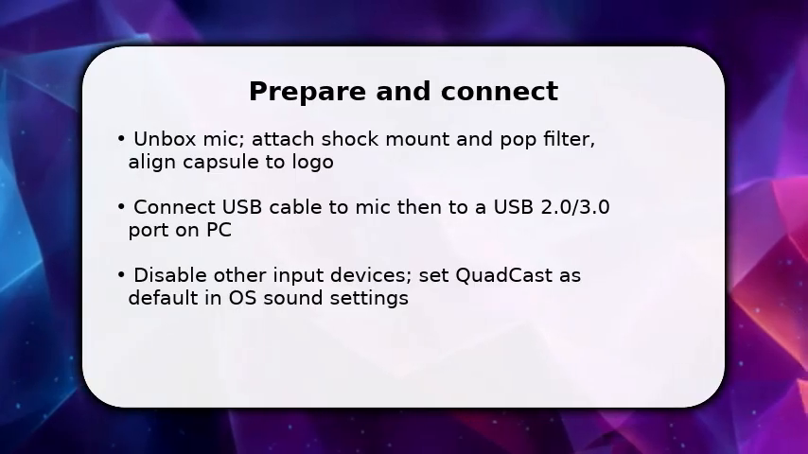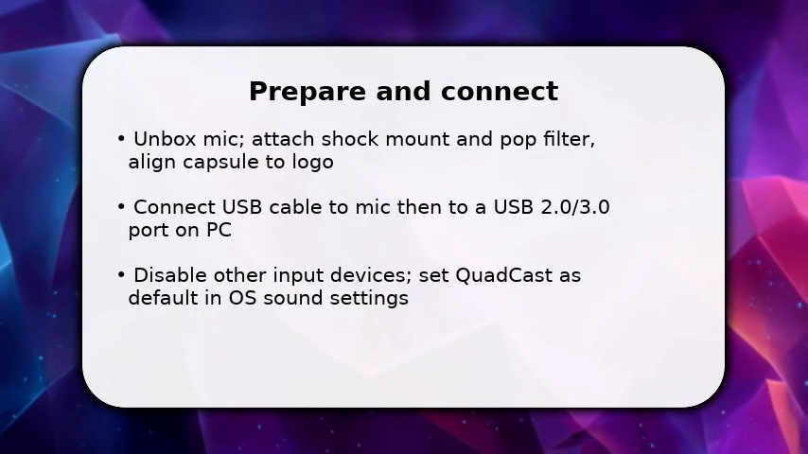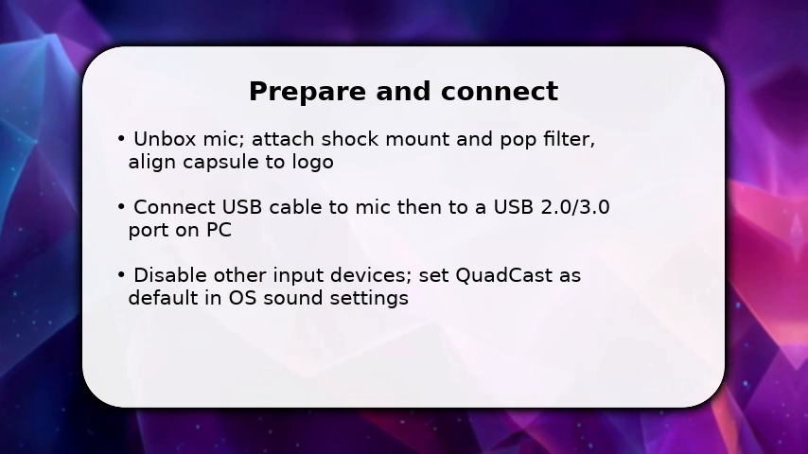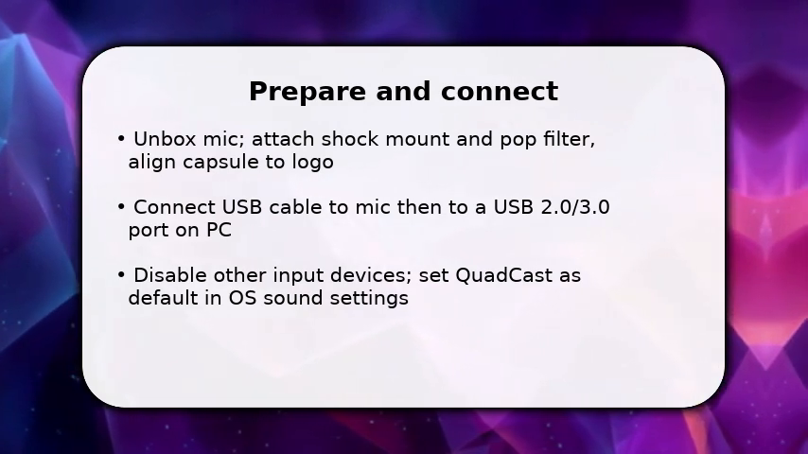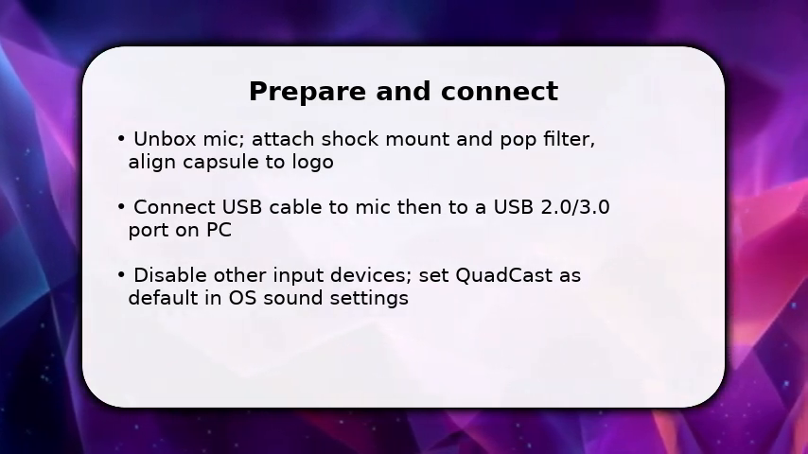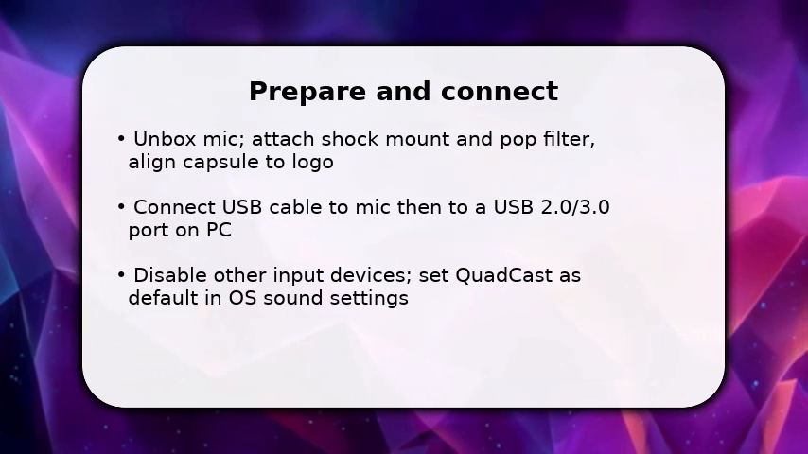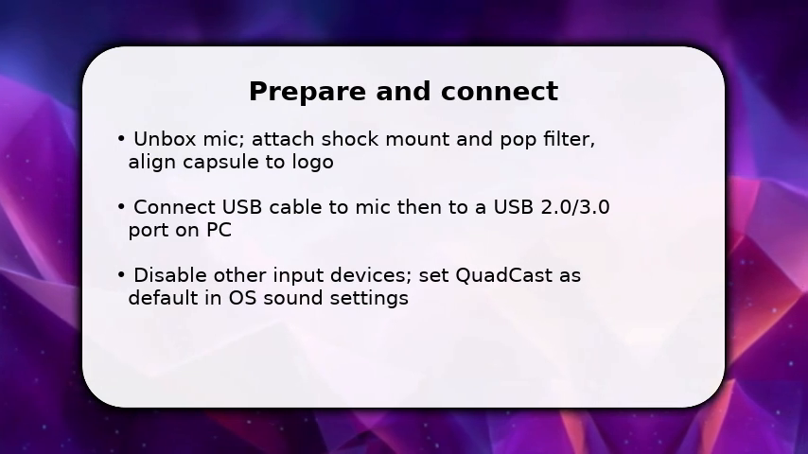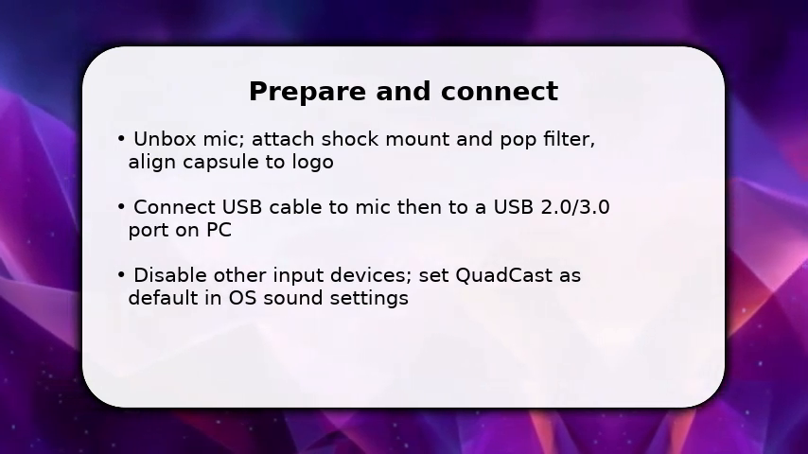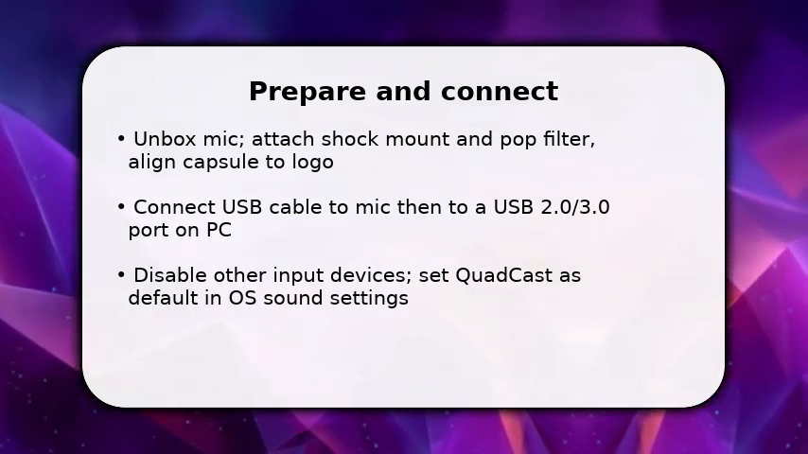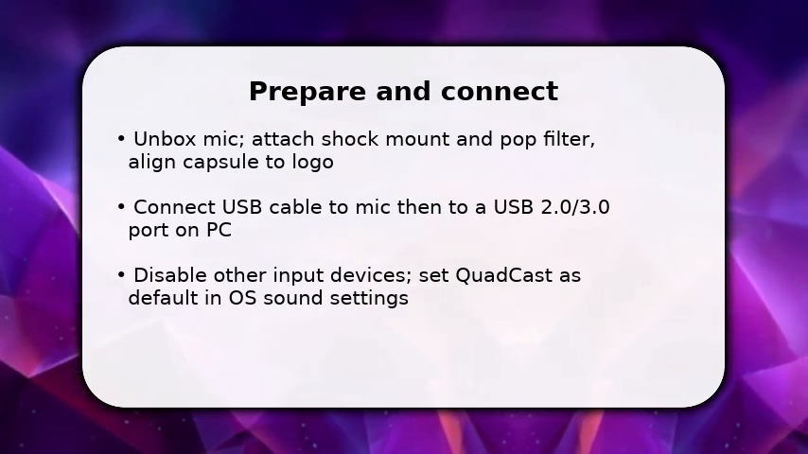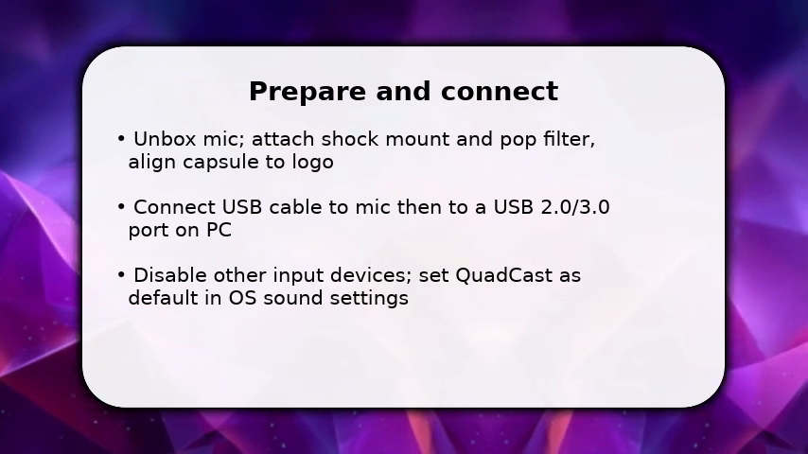You start by assembling and connecting the QuadCast so audio path is clean. Attach the shock mount and pop filter, orient the capsule so the logo faces you. Plug the supplied USB cable into the mic and into a stable USB 2.0 or 3.0 port on your PC, avoid hubs. Once connected, open your operating system sound settings and set the HyperX QuadCast as the default input device. Then mute other microphones to prevent conflicts.